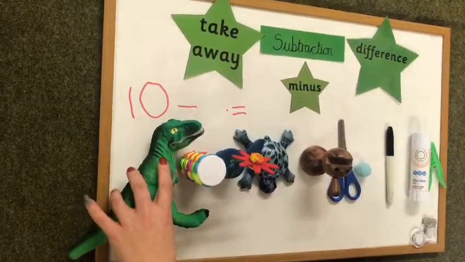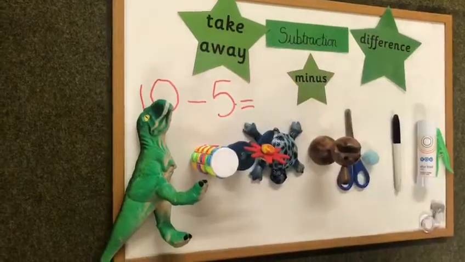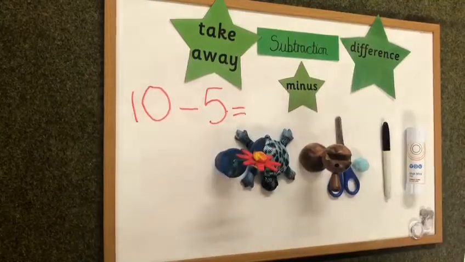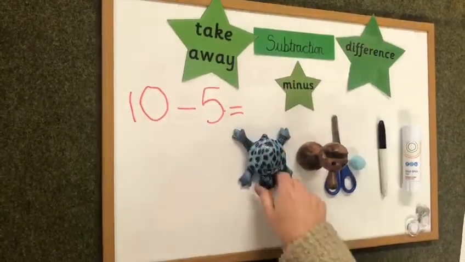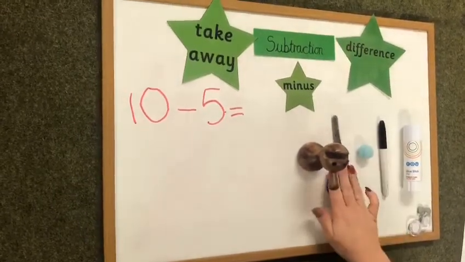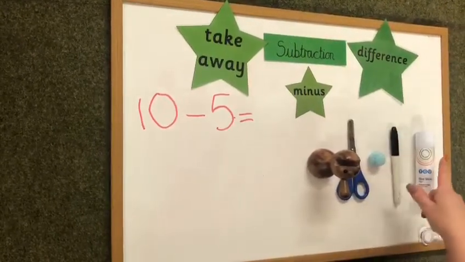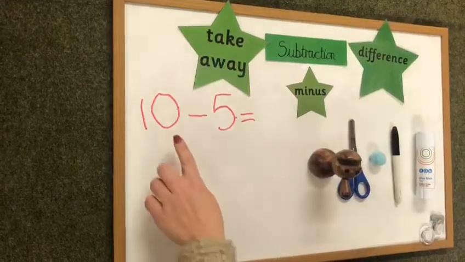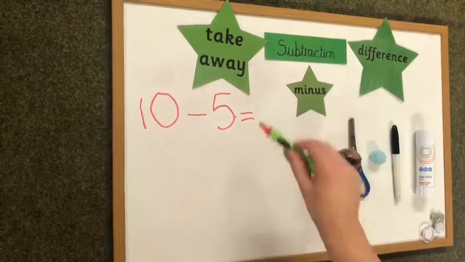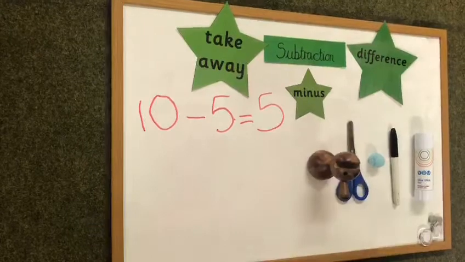And we're going to take away 5 of those objects. There's the number 5. So let's take away 1, 2, 3, 4, and 5. Again, you should be left with the same number that I have left. Let's count them together. 1, 2, 3, 4, 5. So we had 10 at the beginning, we've subtracted 5, and we are left with 5. So the difference between 10 and 5 is 5.